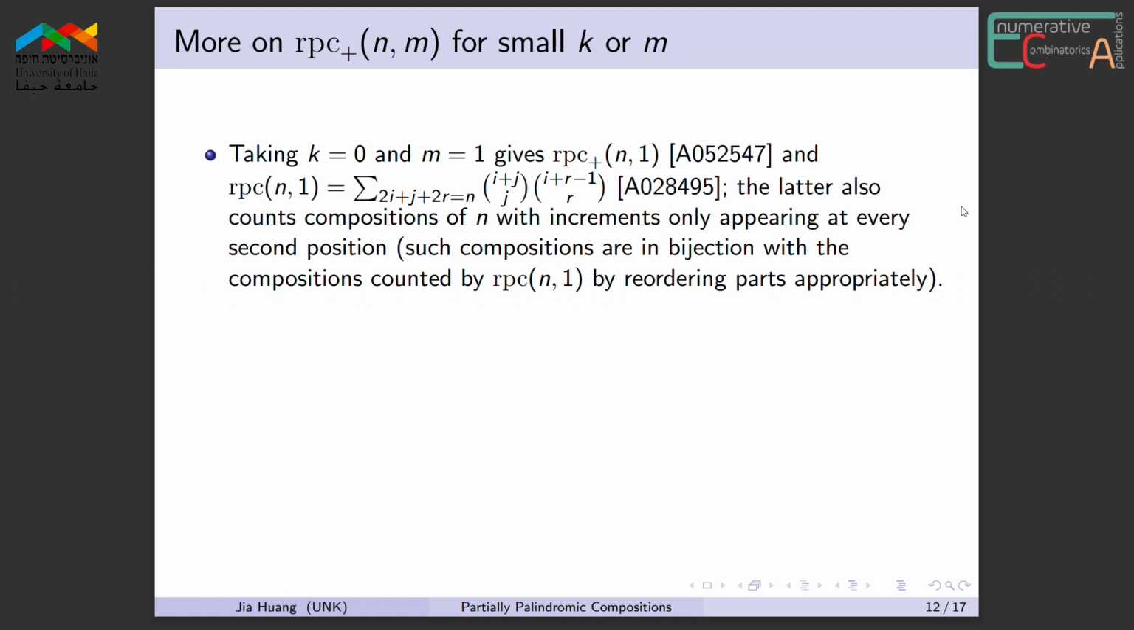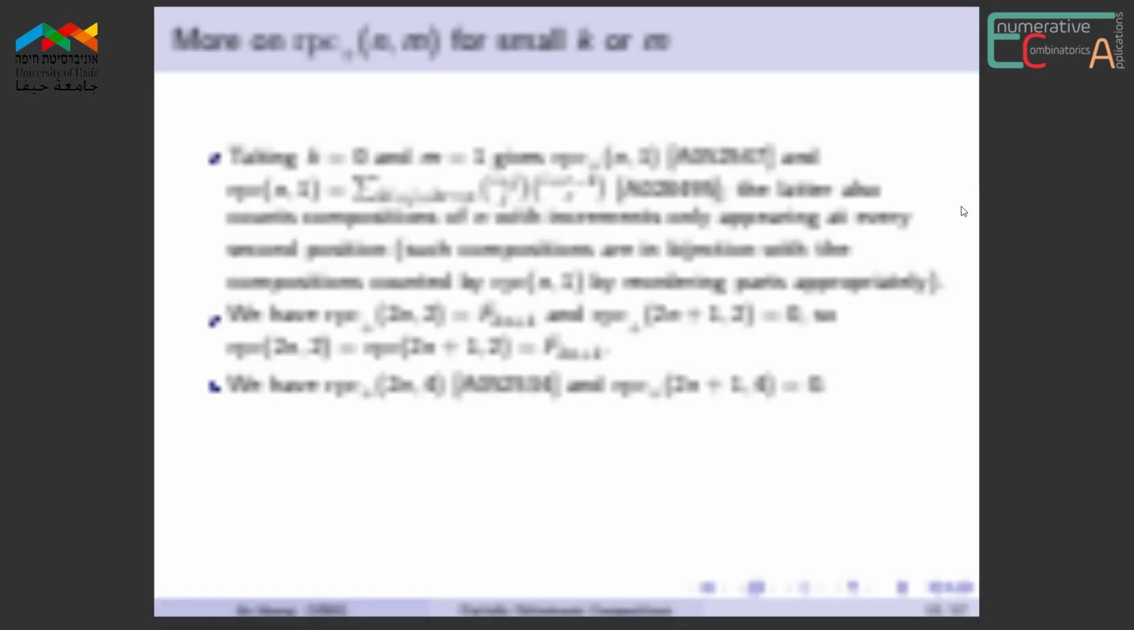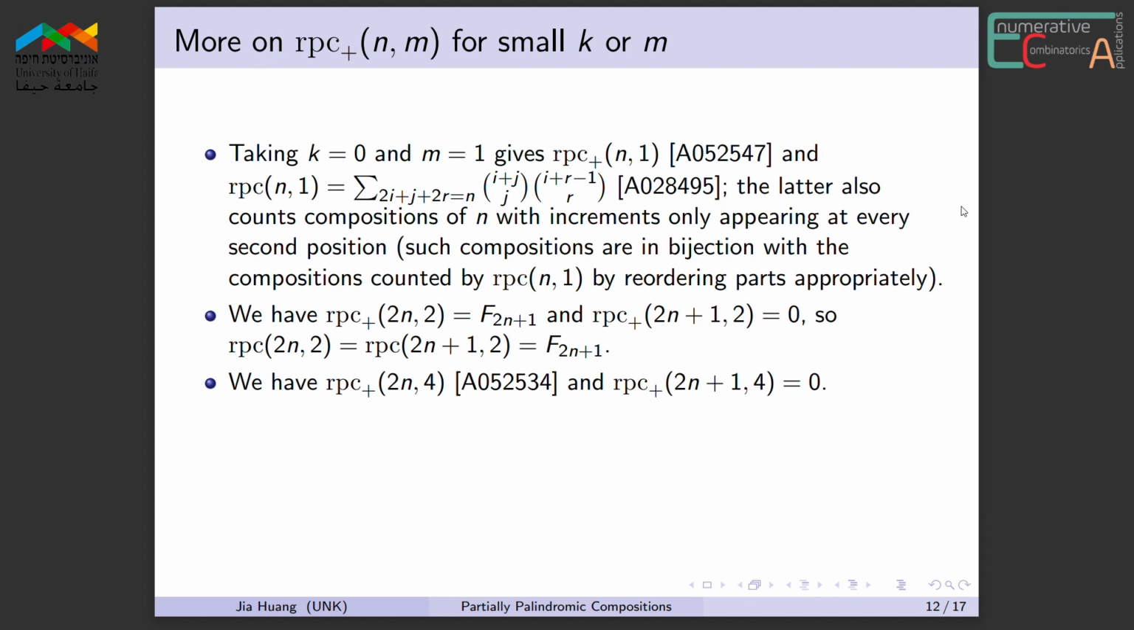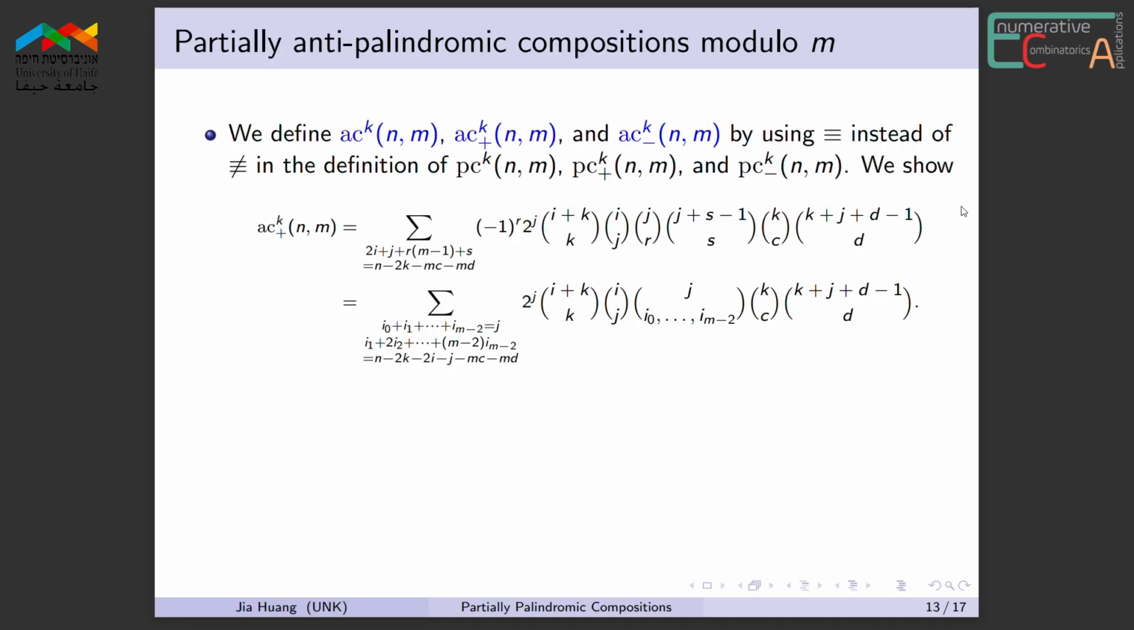Here we can see, for example, compositions of n with increments only appearing at every second position. There's actually a pretty straightforward bijection between these kind of compositions and the ones we use here. And when m is 2, we get Fibonacci numbers again. When m is 4, we can find the resulting OEIS sequence from other perspectives. And so there's more connections we can find to known sequences.